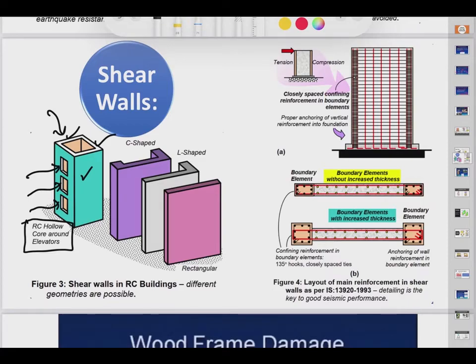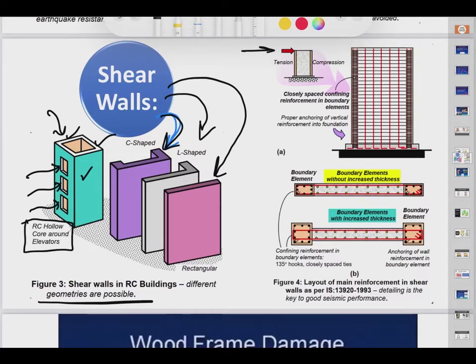Now the shape of the shear wall can also be C-shaped or L-shaped or simple rectangular shape. So these are the different geometries possible for the construction of shear walls, and this shear wall will also undergo tension and compression, because the earthquake loading will apply laterally like this, and it will be in both directions basically. So sometimes this part will be under tension and this under compression, sometimes this will be under tension and this under compression.